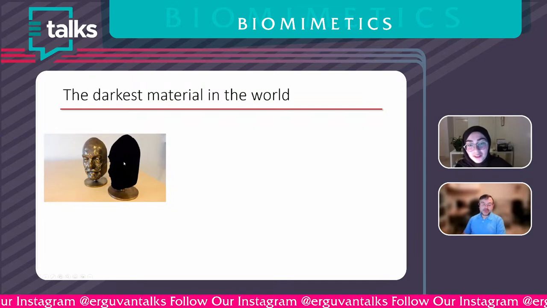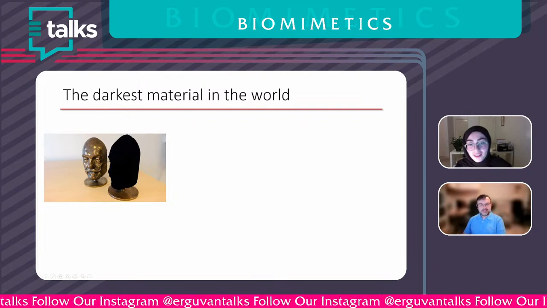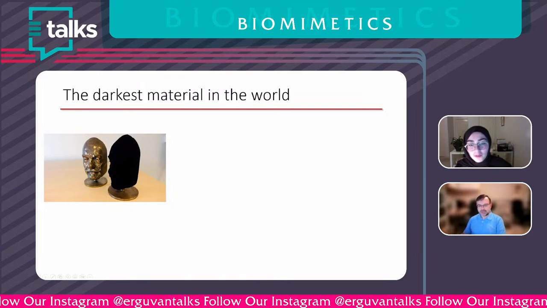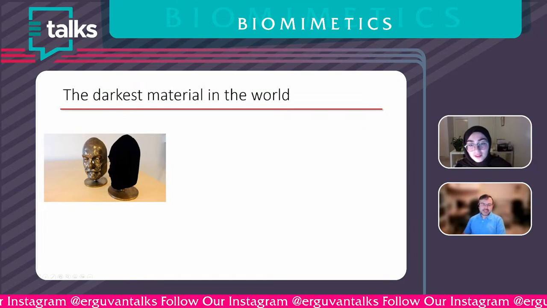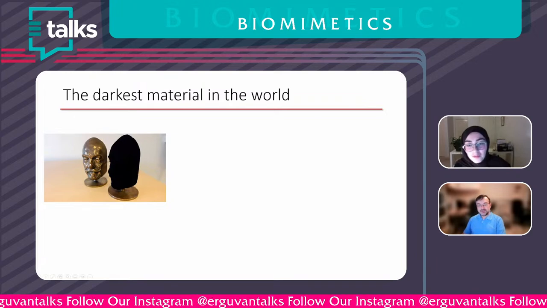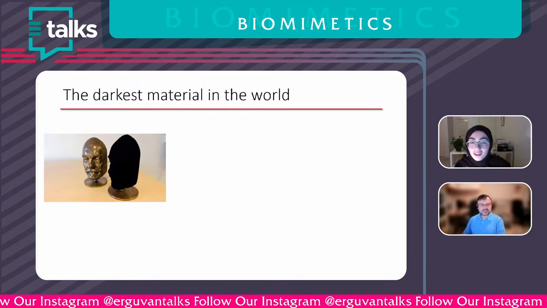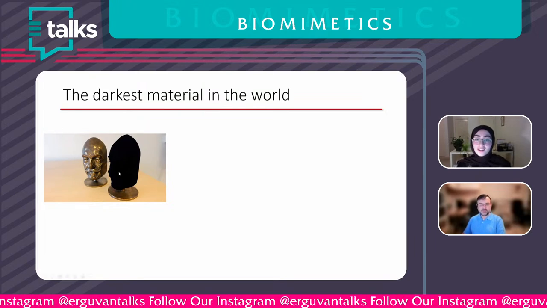What you don't see here, this black area, has the same shape as this mask, okay? But it's made of a material, the darkest material in the world. That's why we cannot see it. All the light falling onto this is absorbed. Nothing, almost nothing, is reflected. I think 1% is reflected, only 1%.